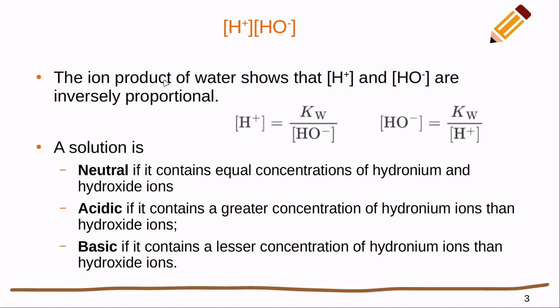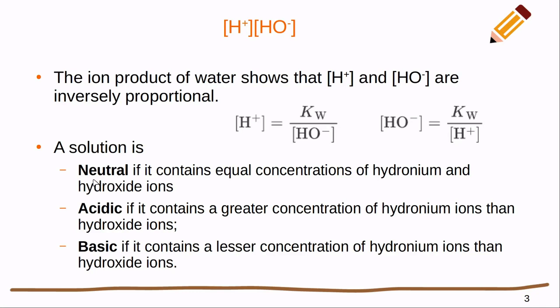So as I alluded to earlier, the ion product of water shows that the concentration of H plus or hydronium ions and the concentration of hydroxides are inversely proportional. So if I look at that Kw product and I solve for one of them, I can see that as the concentration of protons goes up, the concentration of hydroxide ions is going to go down, and vice versa.